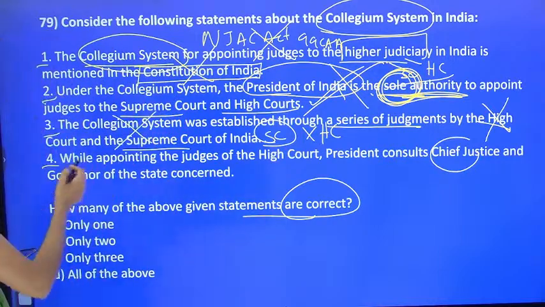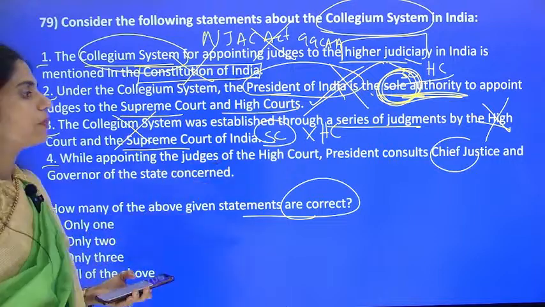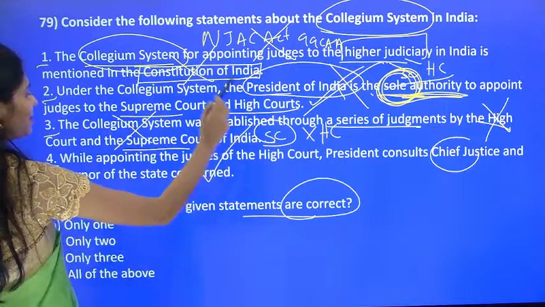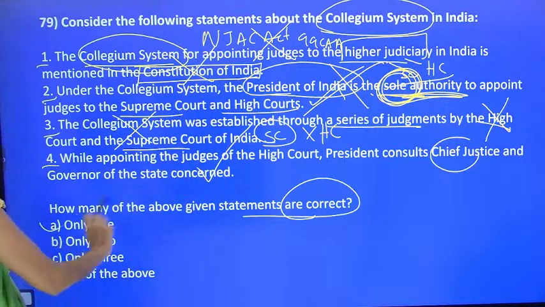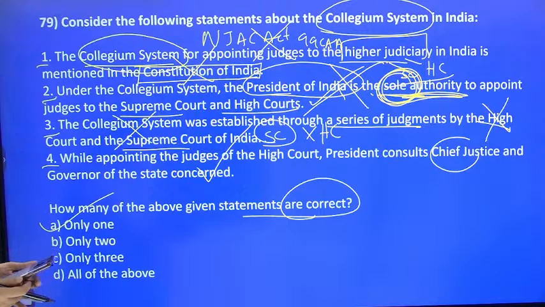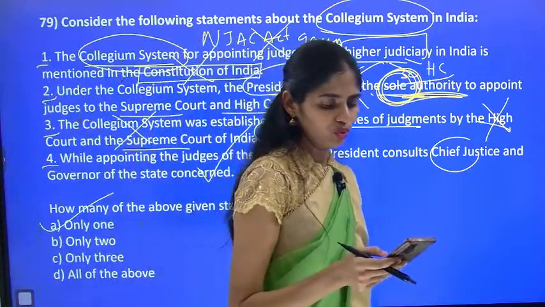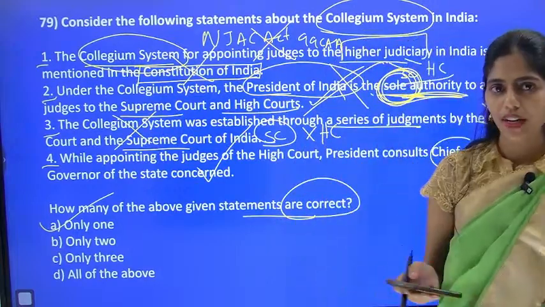And next one is, while appointing the judges of the High Court, President consults Chief Justice and Governor of that state. Yes, this statement is correct. So only one, A is the correct option. Okay, very good Raju Naik, that is fourth. Fourth statement is correct. Very good.